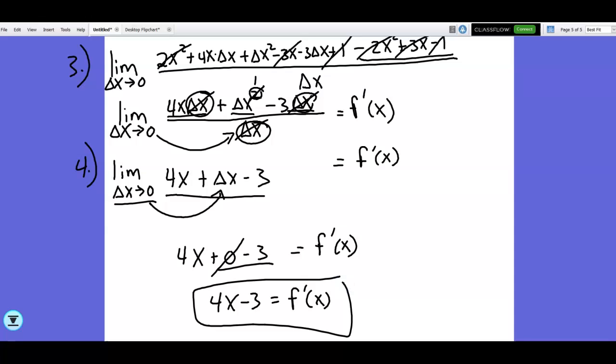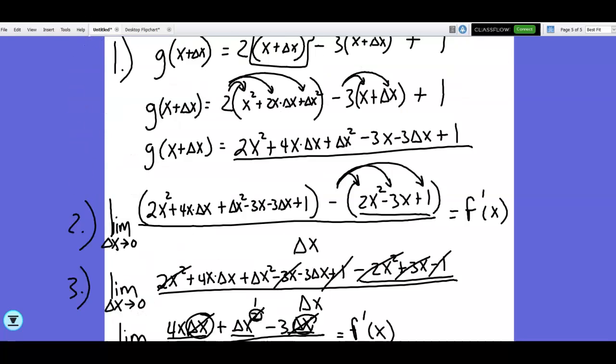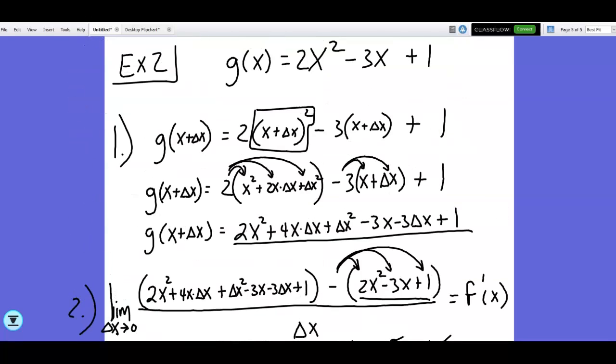Remember, so far on the other two problems, we just got a number. But that's because of the type of function we are working with. In this case, the answer is 4x minus 3. If I asked you guys to come up here and use the shortcut we learned back in chapter 1, take this and multiply it to the front, you get 4x.